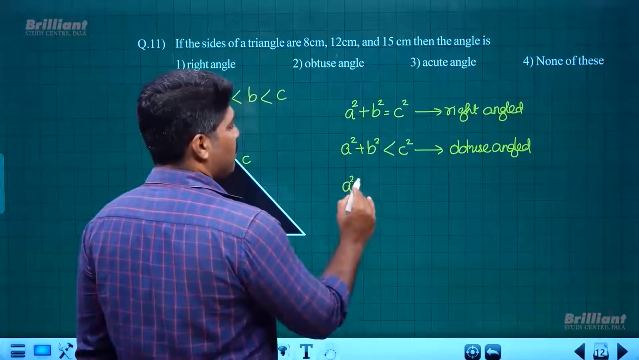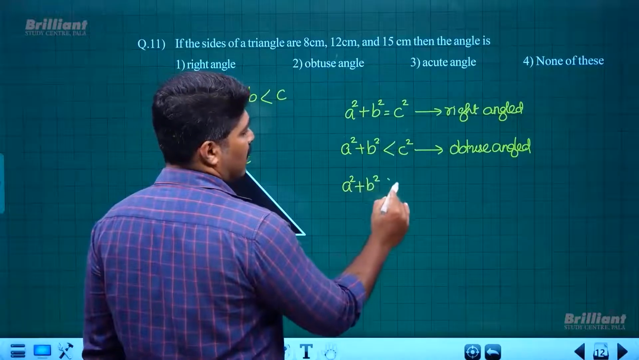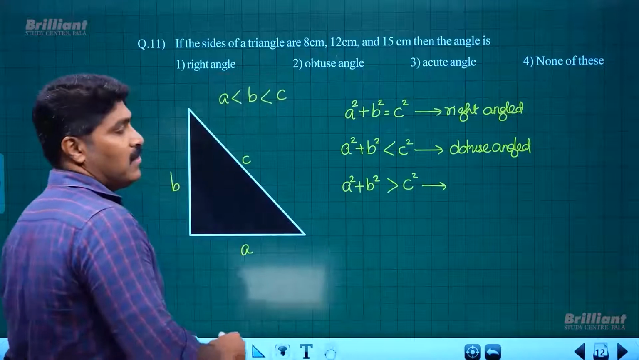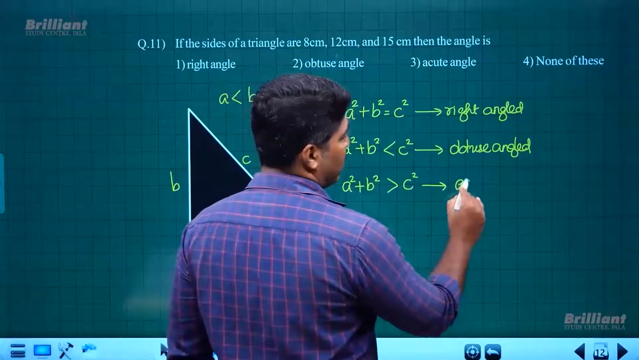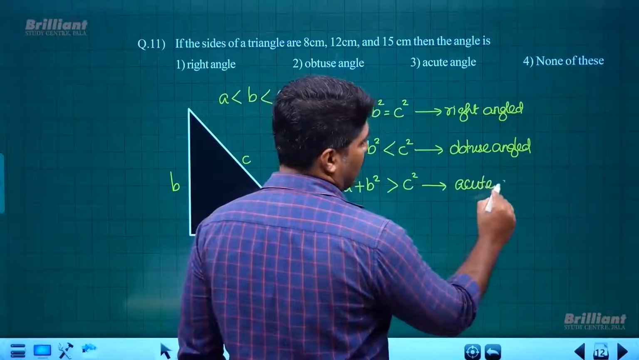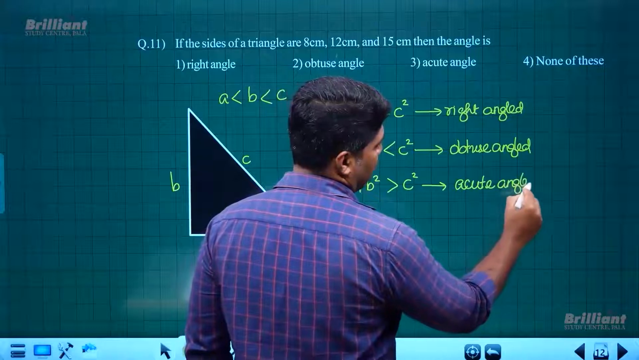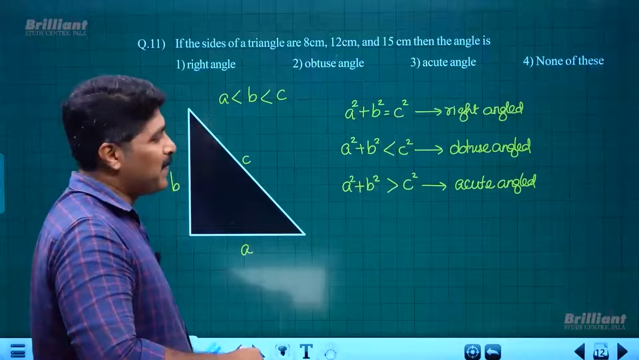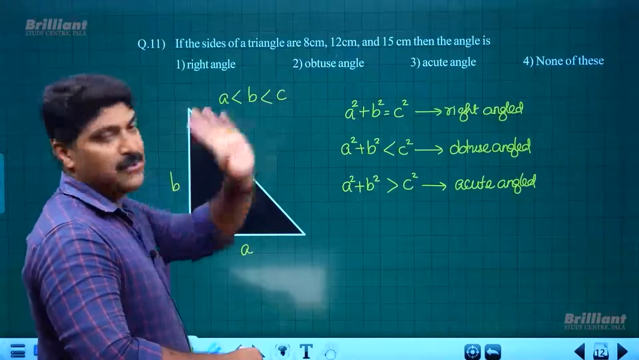And the third possibility, A square plus B square is greater than the square of the longest side. So this is an acute angled triangle. So these are the conditions. Understand these conditions properly. Then apply the given values here.